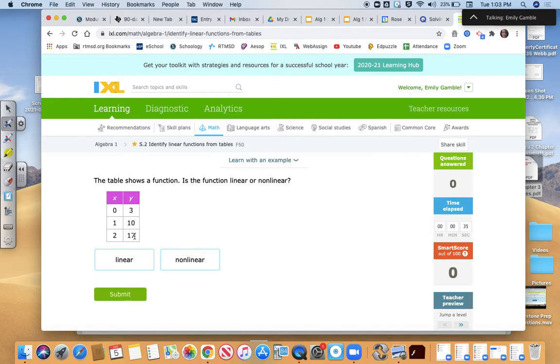Well, slope is when you have a constant rate of change, meaning that your change in y, how much the y increases or decreases, is constant with the change in x. It doesn't mean it has to increase or decrease by the same number. So what happens is y increased by 7 each time, while x increased by 1.